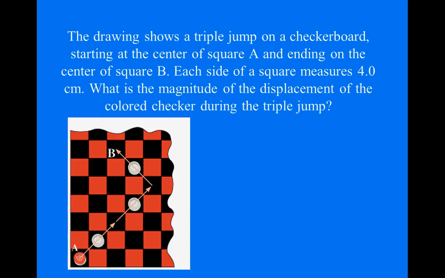Alright, there's a triple jump on a checkerboard. I only show this example to make the point that you can do vector addition like this, but the point that we want to get is what the resultant vector is from square A all the way up to square B. So we'd say that's 2 squares over, 2 times 4 centimeters, and then 1, 2, 3, 4, 5, 6 squares up, so 4 times 6, and so we'd have the x and y displacements, and then we would do vector addition in order to find out the resultant vector for this situation.